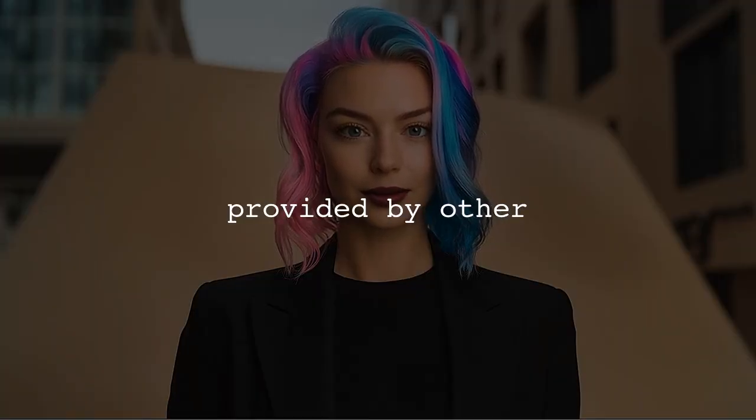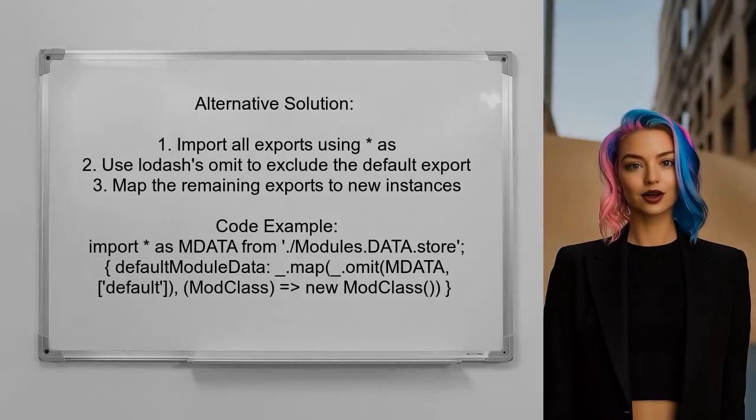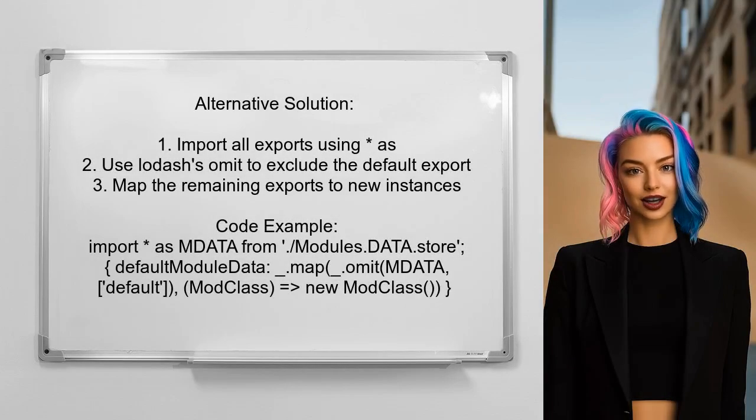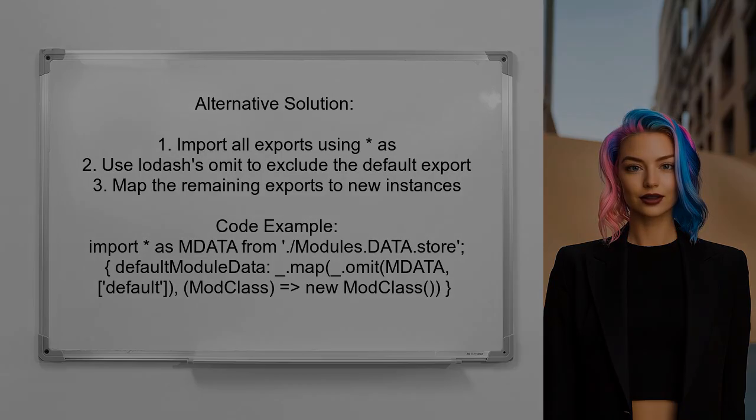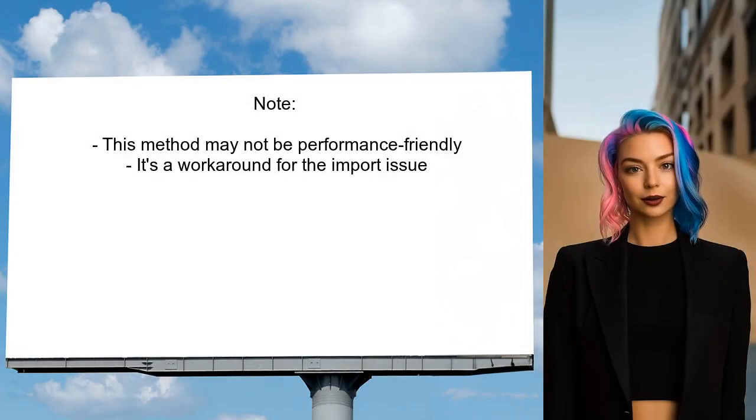Now let's look at the answers provided by other users. One alternative solution involves using the Lodash library. The user suggests importing all exports and then using Lodash's omit function to exclude the default export. They create a new object that maps the remaining named exports to new instances of their respective classes. However, the user notes that this method may not be the most performance-friendly option, but it serves as a viable workaround.